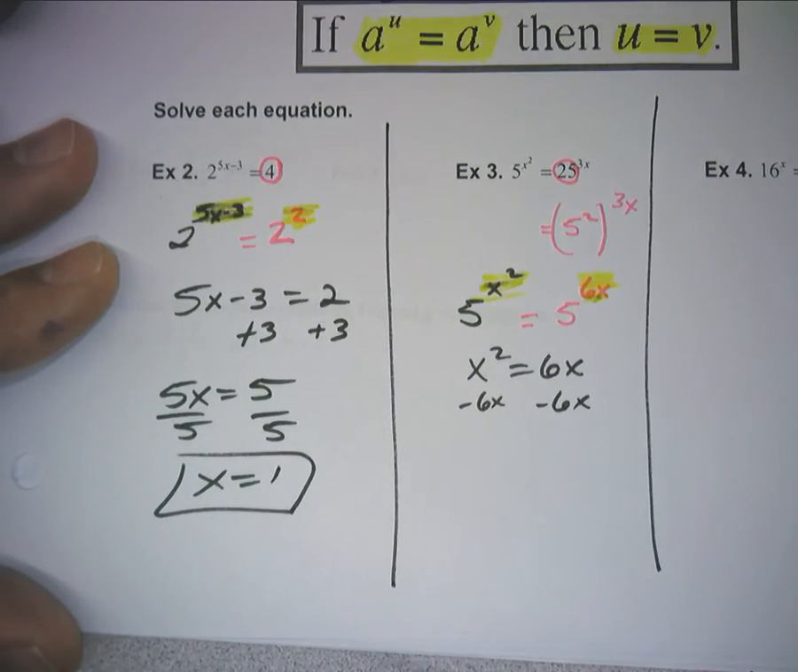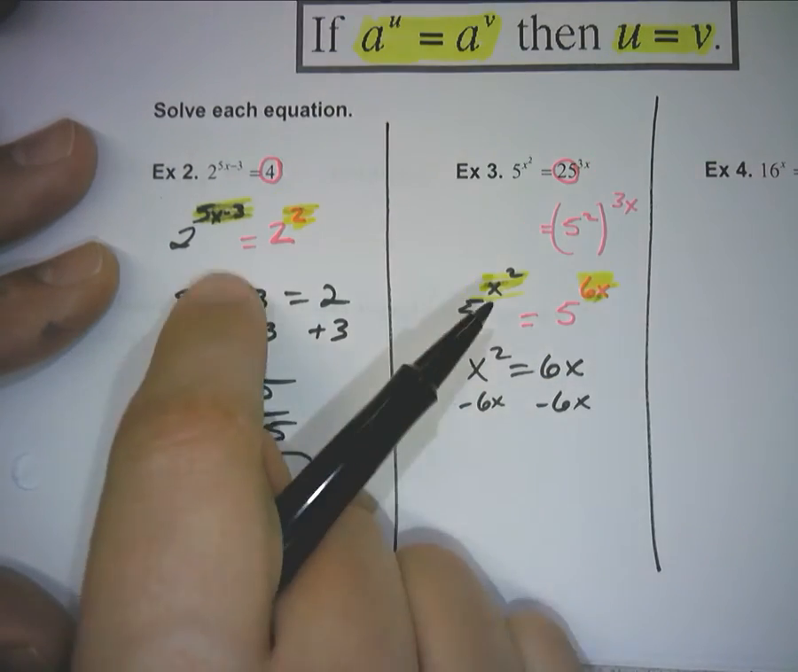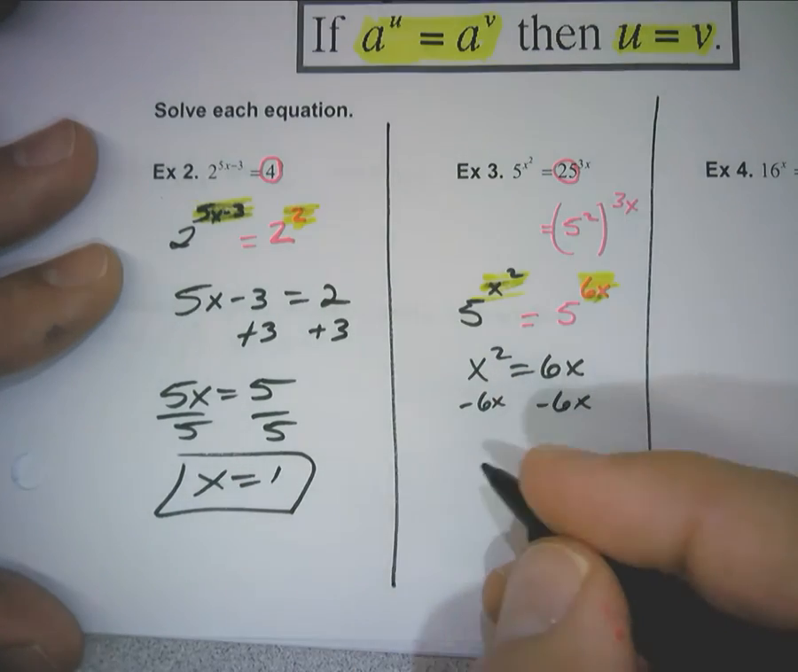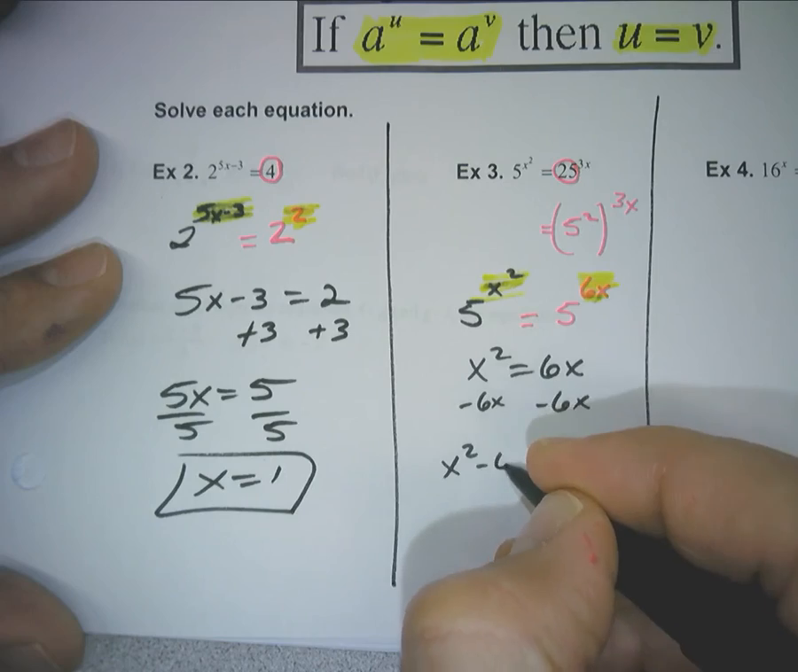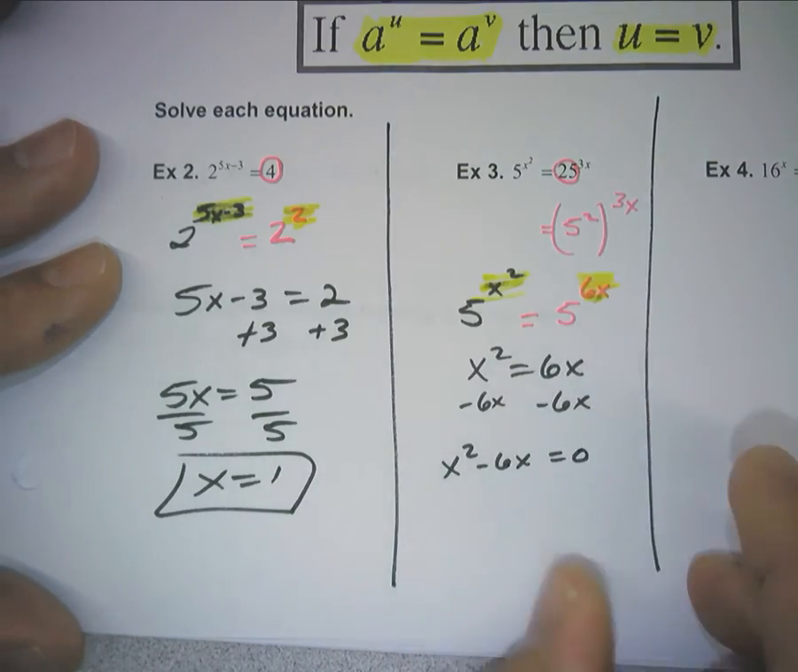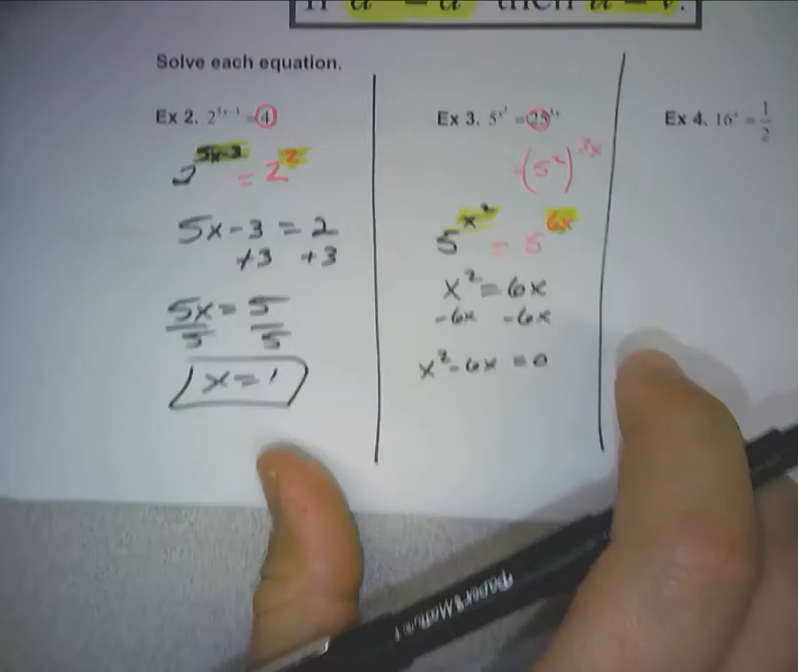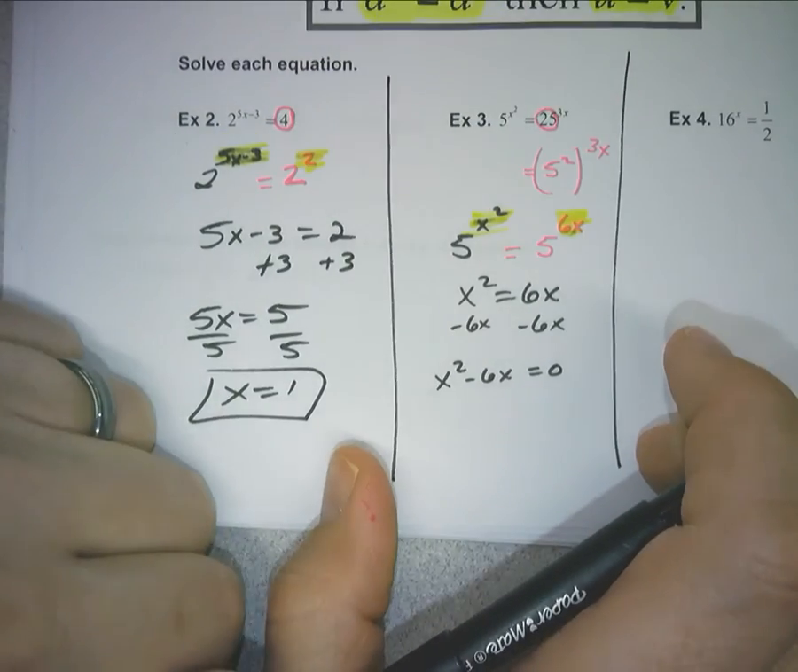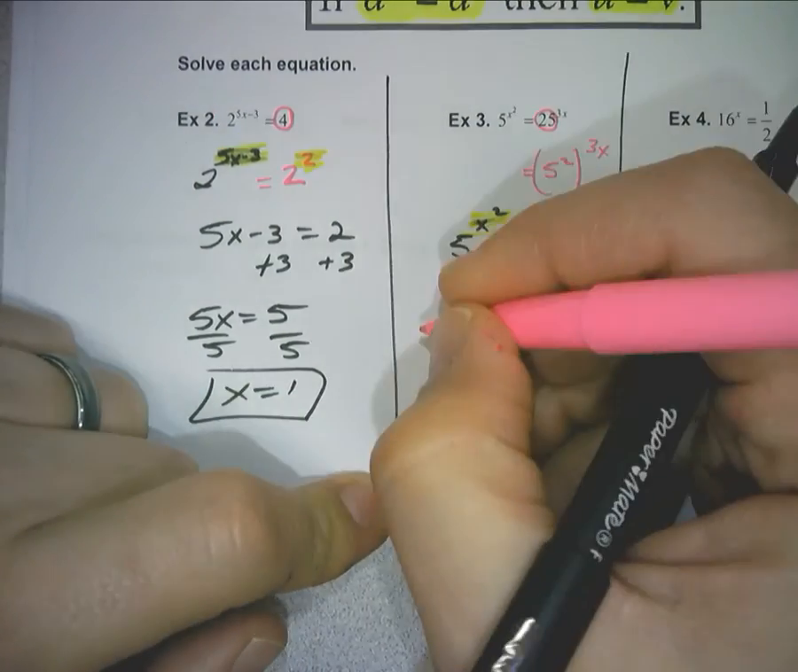We got a quadratic here. This is a little different than this one. This is a linear equation. This is a quadratic. We got lots of ways to solve quadratics. Can you guys give me one way to solve a quadratic equation? What can we do here now that we got our stuff equal to 0?